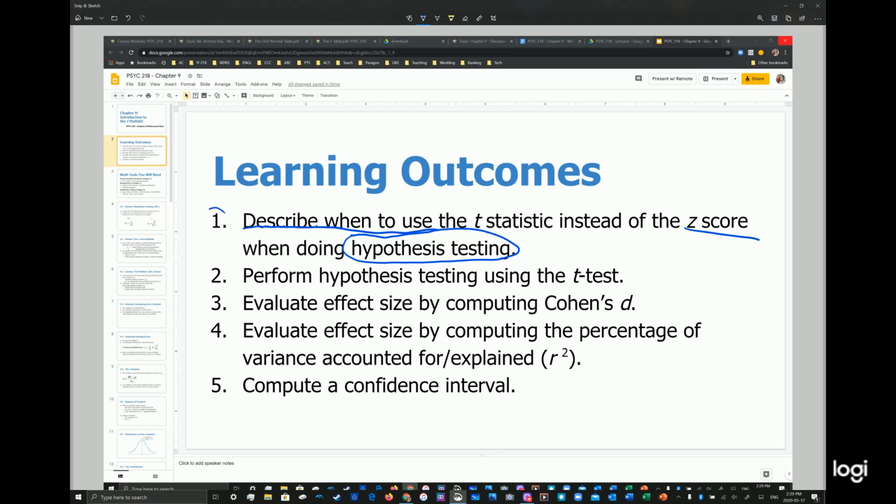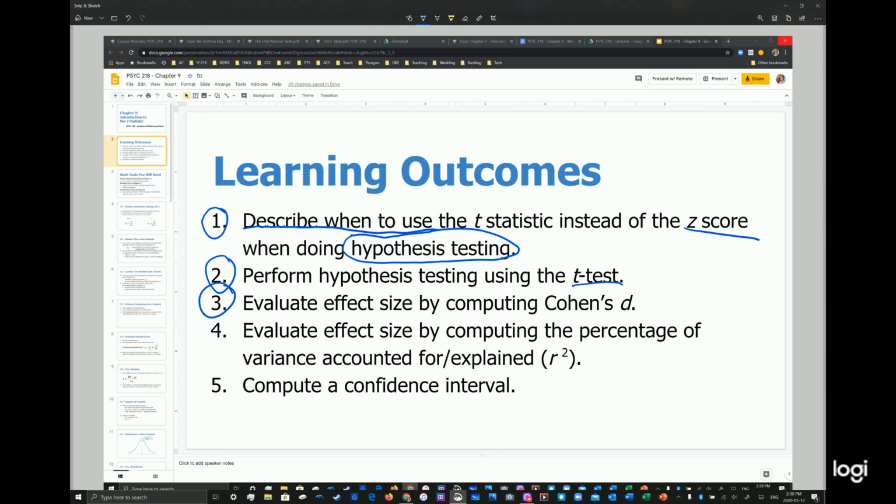2. We want to be able to perform hypothesis testing using t-tests. That includes using t-scores from t-distributions instead of z-scores from z-distributions. Next, for tests where we have decided based on statistical evidence to reject the null, we would also want to evaluate effect size using Cohen's d.